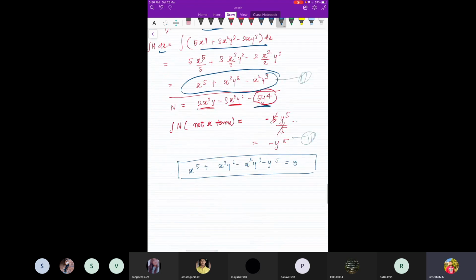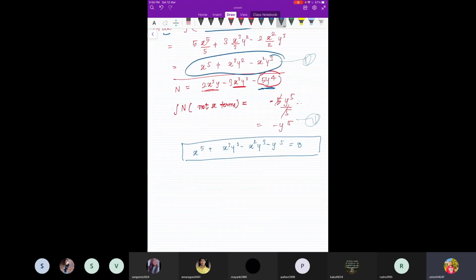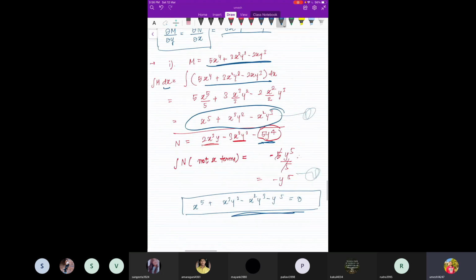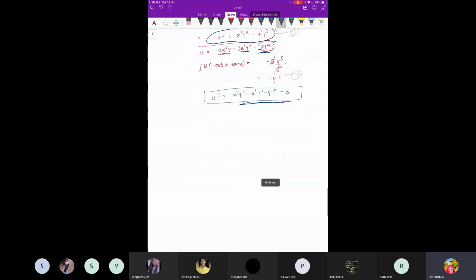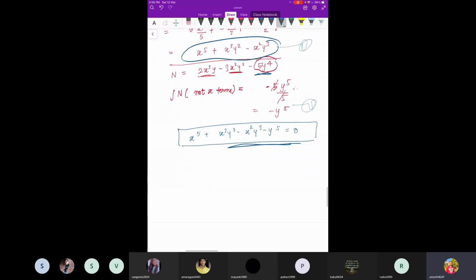So हम इसको इंटीग्रेट करेंगे with respect to y. Okay, so y to the power 5 upon 5. ठीक है, 5 से 5 cancel, we have got y to the power 5 minus का. So हम इनको combine कर देंगे, m dx plus n dy is equals to 0. Fine. Okay, I have this question.